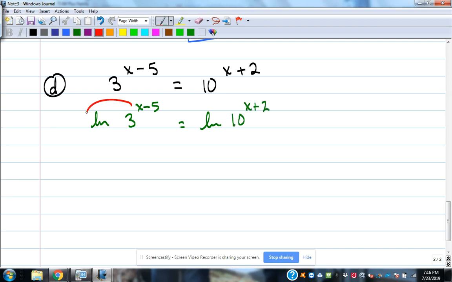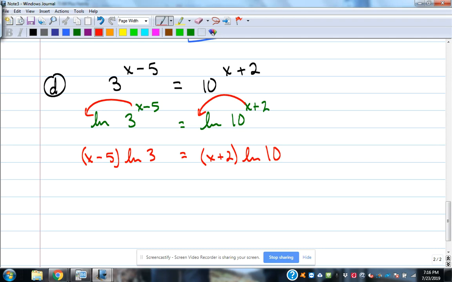And that's going to allow me to drop the exponent down to the front. So maybe as you've done several of these, you'll see, hey, I'm always going to move that exponent down to the front. It's going to make life easier. So you'll do that automatically and just kind of skip a step there. So we got x minus 5, parentheses, and then natural log of 3. Not plus sign, but equals. X plus 2, parentheses, natural log of 10.